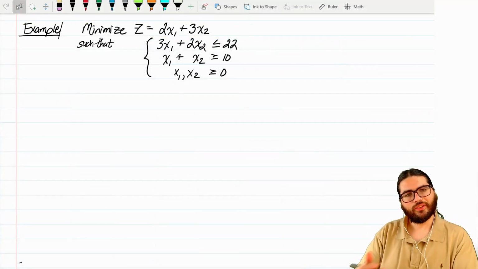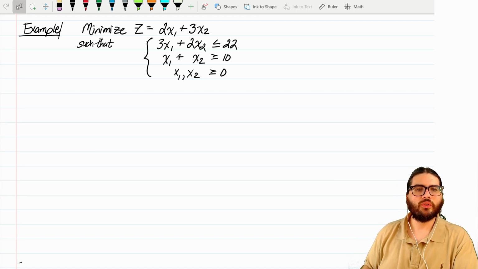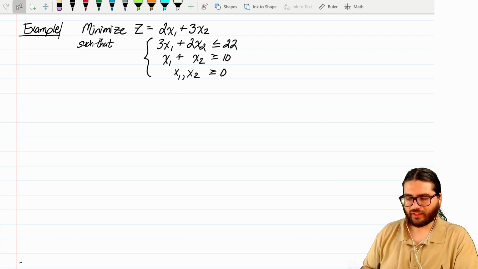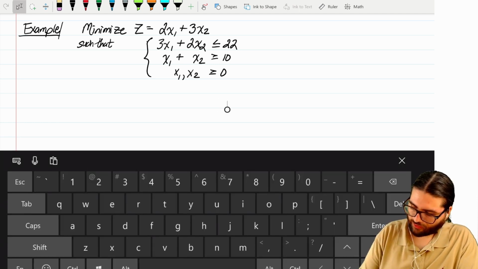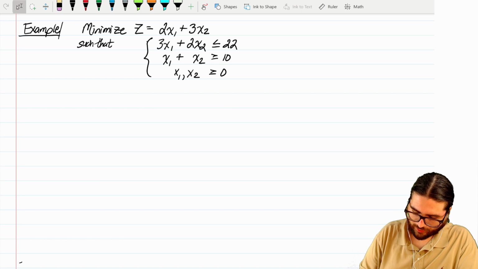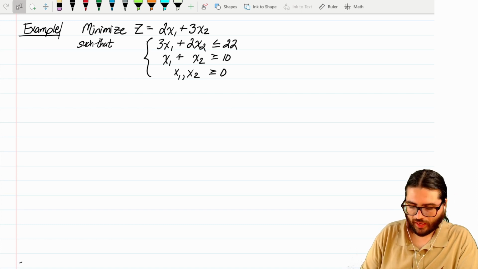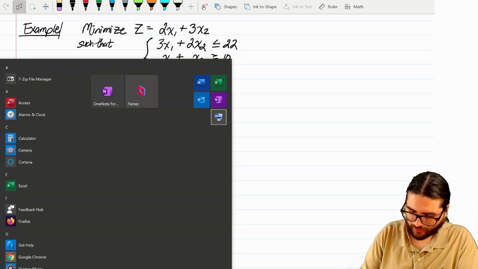Okay, let's look at this new example. This is a minimize problem. Minimize z equals 2x1 plus 3x2, such that I have a less than and a greater than in this system of inequality. x1 and x2 are allowed to be greater than 0. Okay, so right away, because I have a minimize here, I know that this is going to be a dual simplex kind of problem.